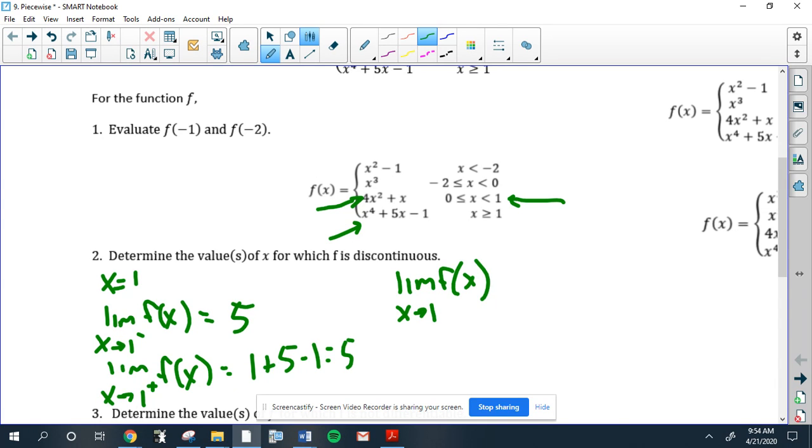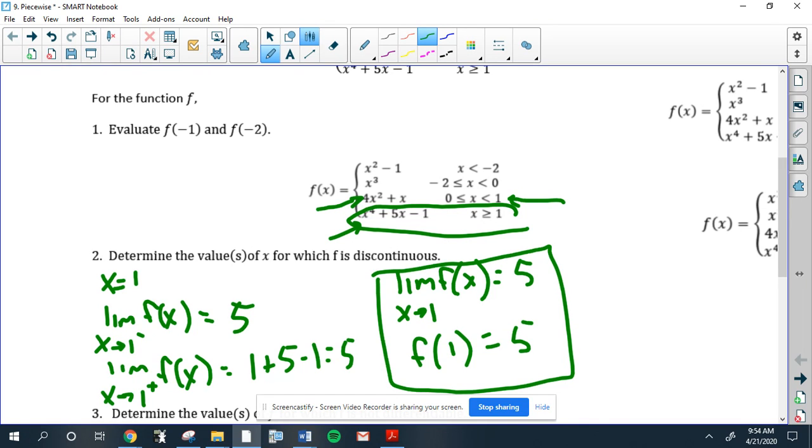is 5. Now, technically, that doesn't mean it's continuous. There's one more thing we have to show. We have to show that the value of the function at 1 is also 5. So you should also write f of 1. And when you look at f of 1, you use this piece, and that's obviously 5. Those two things together tell you that it's continuous at 1. So it's not a discontinuity, but if the question was, is this continuous at x equals 1, this is what you would need to show. So that's that question.